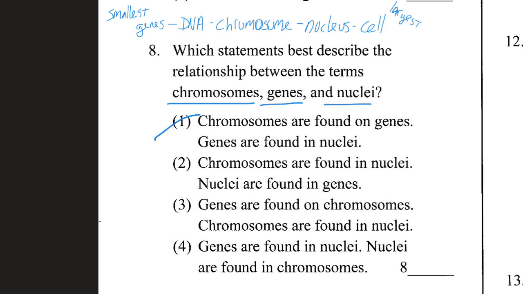Nuclei are found in genes. That is incorrect. Genes are incredibly small, just sections of DNA, which is stored in the nucleus. Option number 3, genes are found on chromosomes. That is correct because genes are segments of DNA. DNA is stored in chromosomes, so the genes would be stored in chromosomes.